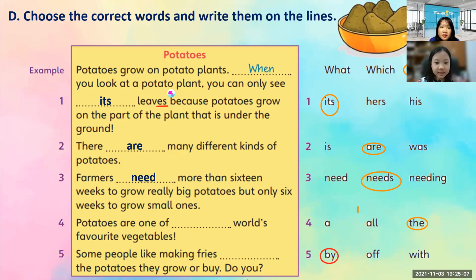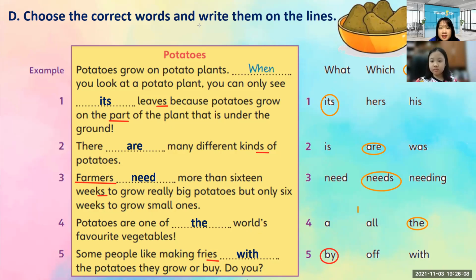There are many different types of potatoes. Farmers need more than 16 weeks to grow really big potatoes, but only 6 weeks to grow small ones. Potatoes are one of the favorite vegetables. Some people like making fries with the potatoes they grow or buy. Do you? Okay, so it's quite good.